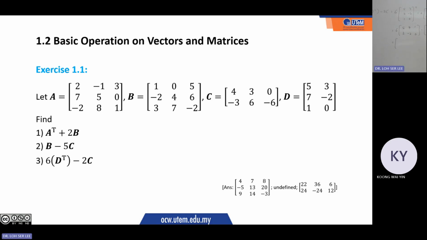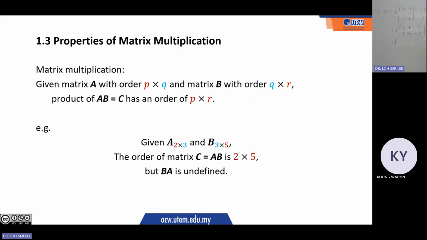Any questions before we move on? Okay, next, we will look at matrix multiplication. For matrix multiplication, before we multiply two matrices, we have to check their orders. We have to make sure their orders are valid for us to proceed. What does valid mean?